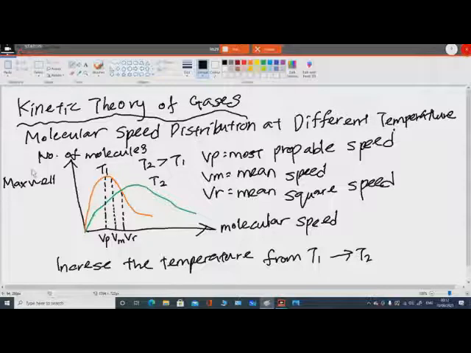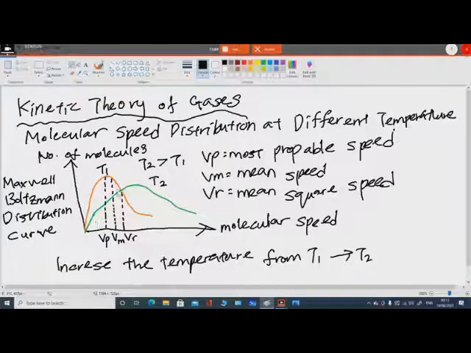Maxwell-Boltzmann distribution curve. So this curve is what we call the Boltzmann distribution curve, by the way. Okay, so let's say I increase the temperature from T1 to T2. As we can see, the curve is actually flattened.